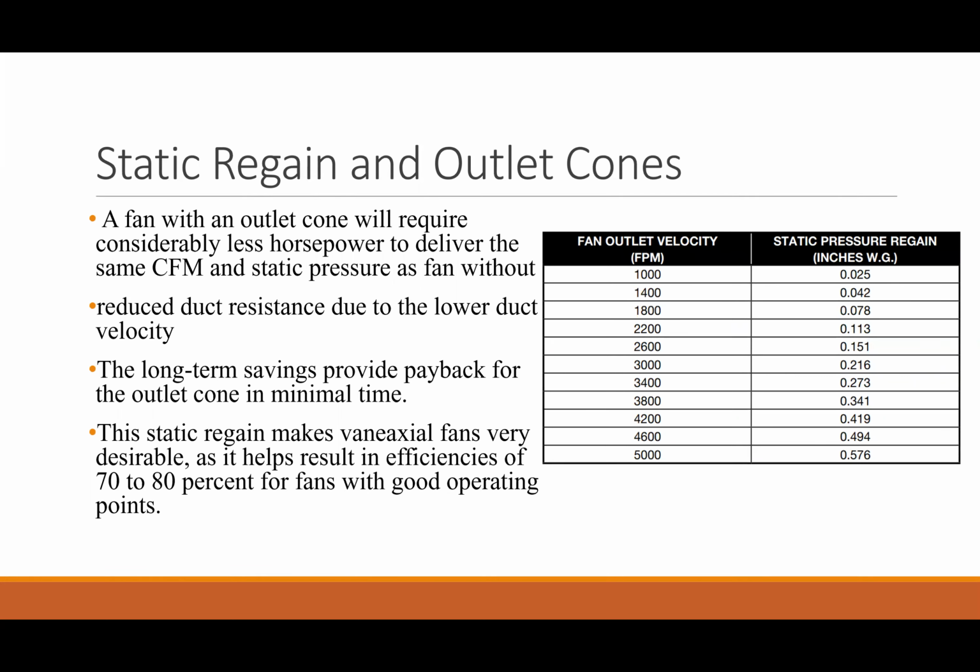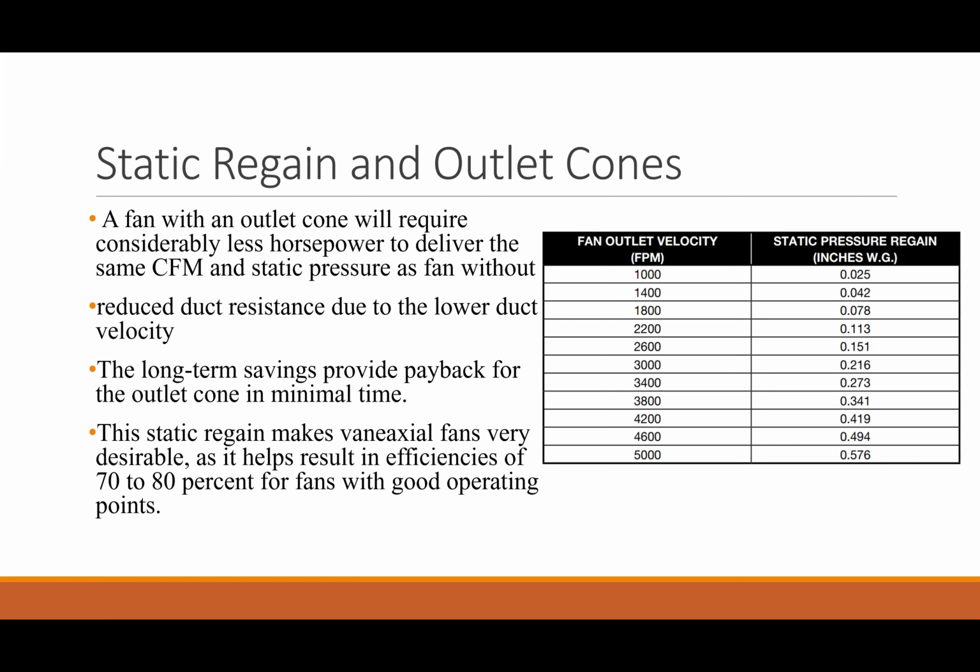velocity and converting much of the velocity pressure to usable static pressure. The energy-saving effect of this is apparent when two Vaneaxials with high outlet velocities are compared, one with an outlet cone and one without one. The fan selected with the outlet cone will require considerably less horsepower to deliver the same CFM and static pressure. An additional benefit is reduced duct resistance due to the lower duct velocity.